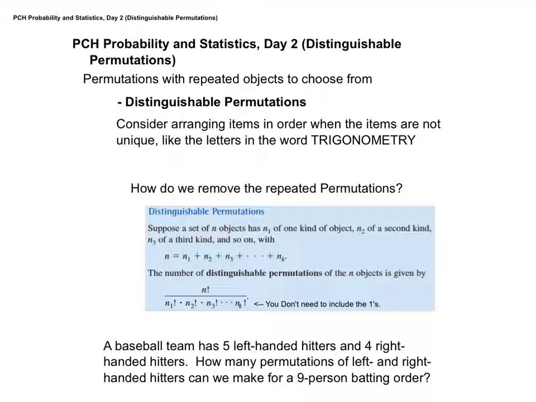However, if we had something like this, here's just a basic example here. We've got this word, trigonometry. And we want to arrange these letters in order. Okay? Well, you count them: 1, 2, 3, 4, 5, 6, 7, 8, 9, 10, 11, 12. All right, so there's 12 different letters there. So if I'm arranging all 12 of those letters, how many different ways could I do that? 12 factorial, that's right, okay?